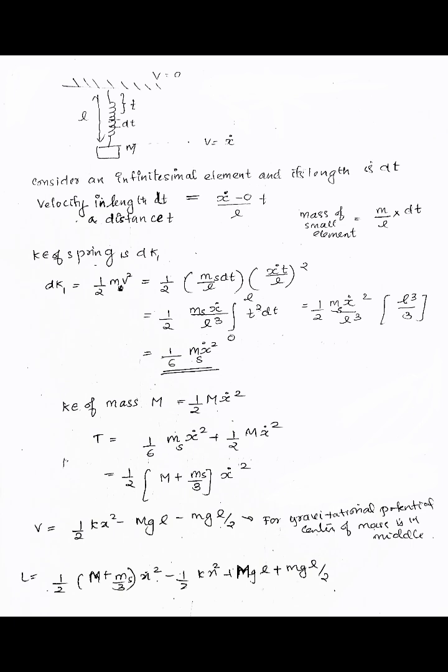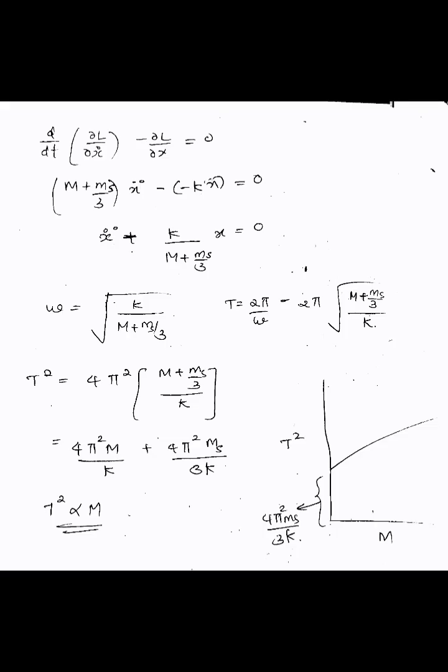Then the kinetic energy of the mass capital M is equal to half M x dot square, that is T is equal to 1 by 6 ms x dot square plus half M x dot square, that is equal to half into (M plus ms by 3) into x dot square. So this is T, and here V is equal to half k x square minus Mgl minus mgl by 2. Here mgl by 2 is the gravitational potential term, and here the Lagrangian L is equal to half into (M plus ms by 3) into x dot square minus half k x square plus Mgl plus mgl by 2. And the equation of motion is d by dt of dou L by dou x dot minus dou L by dou x is equal to 0.